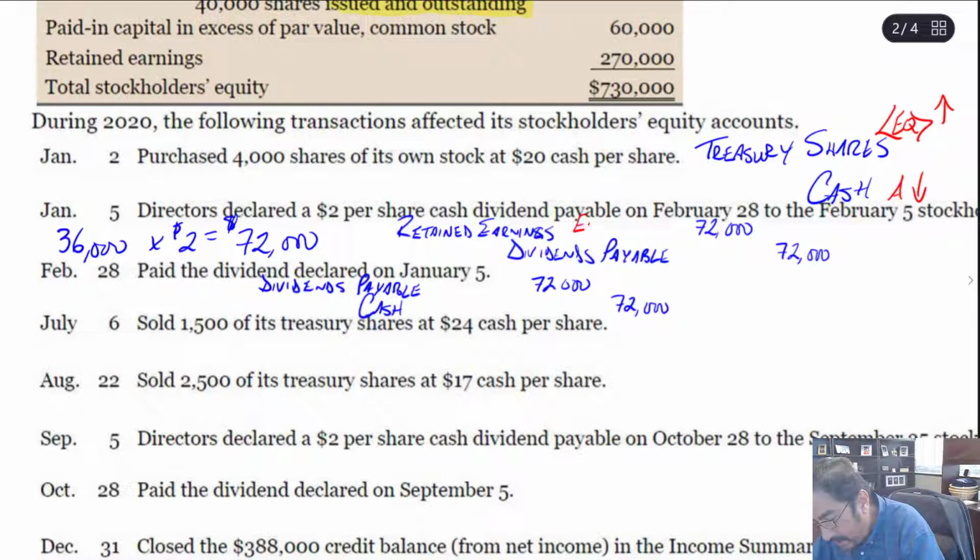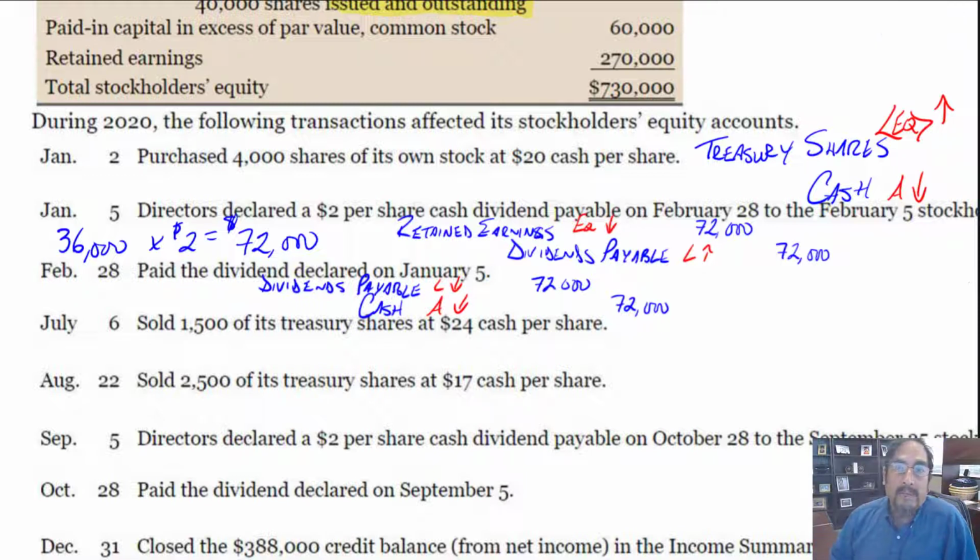Retained earnings is an equity account. When we're paying dividends, we reduce the equity account. Dividends payable is a liability account with a credit. We are increasing the liability account, but then on February 28th, we're getting rid of that liability account with a debit, and then cash. When we credit cash, that means we're spending cash.